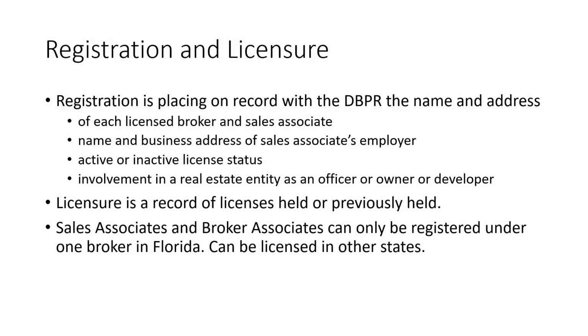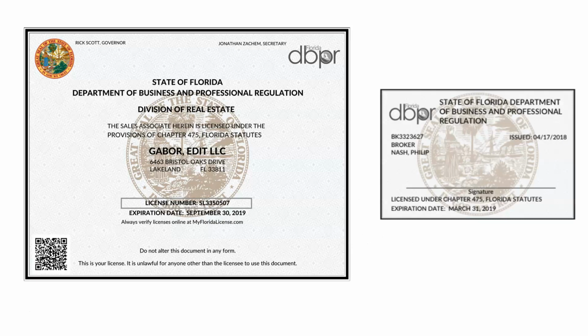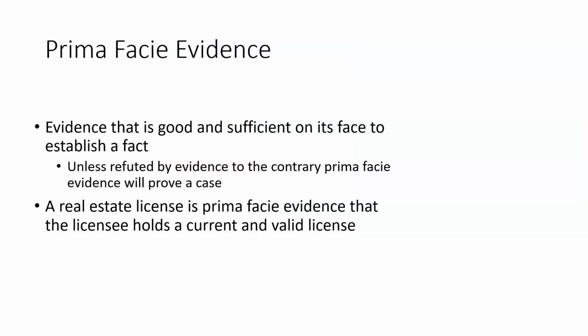Sales associates and broker associates can only be registered under one broker in Florida. They can be licensed as sales associates or brokers, or the equivalent in other states with those states' licenses. Here's a typical example of what a license looks like, with an expiry date, a number, and your name and address on it, and there's a little pocket card you can carry.